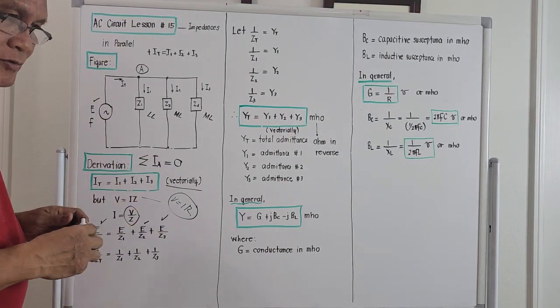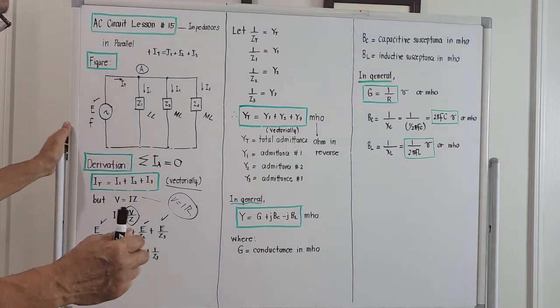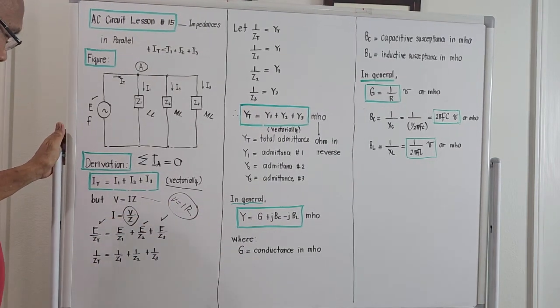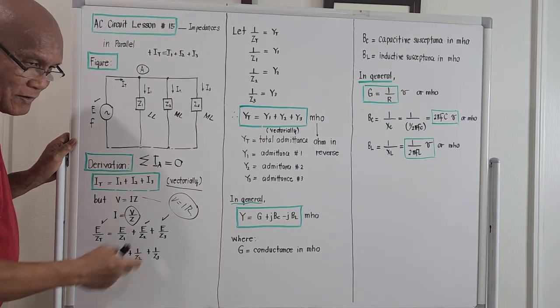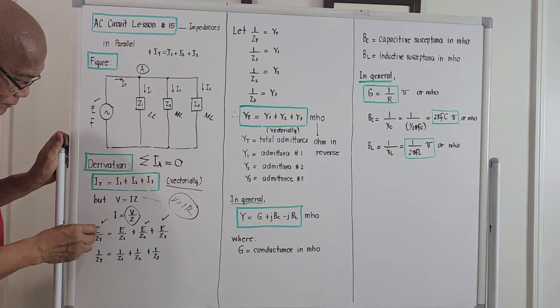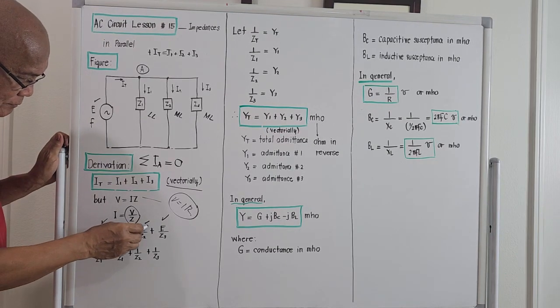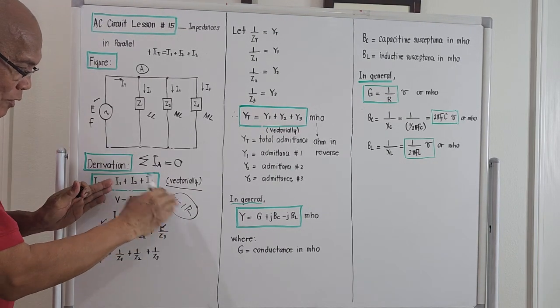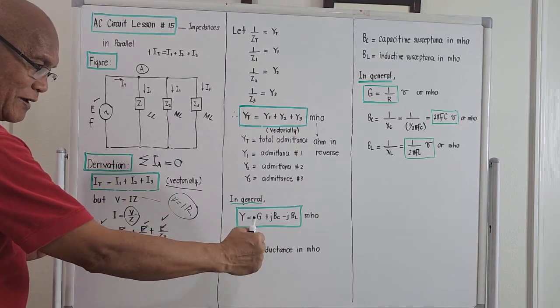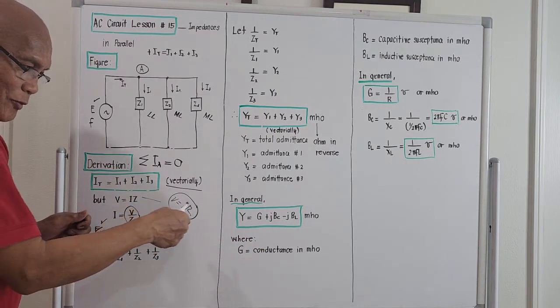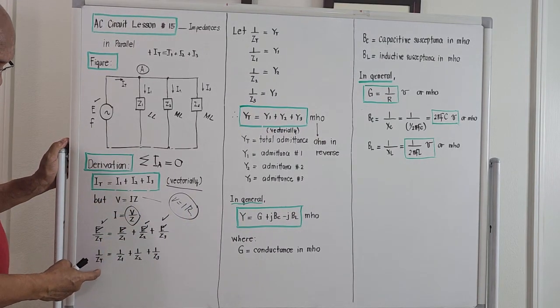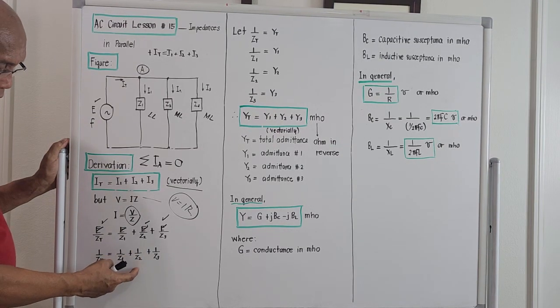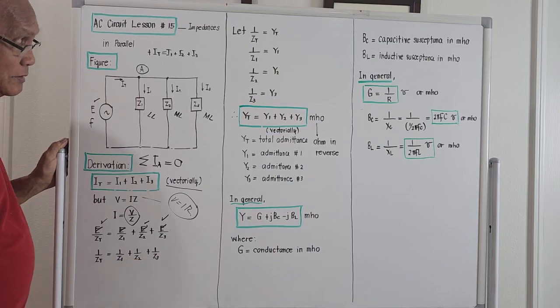If you observe the resulting equation after the substitution, these E's are actually the same E, so we could cancel. Or just factor out E on the right-hand side, and there's an E on the left-hand side, therefore we can cancel. So what will come out after the cancellation will be 1 over Z total equal to 1 over Z1 plus 1 over Z2 plus 1 over Z3.